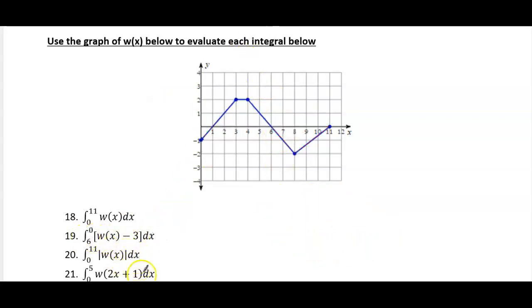Number 19, we're going to start throwing in some properties, though. Notice that we have the bigger number on the bottom and the top. So the first thing I want to do is reverse that. I'm going to put the 0 on the bottom, 6 on the top. And to do that, we need to throw a negative in the front.